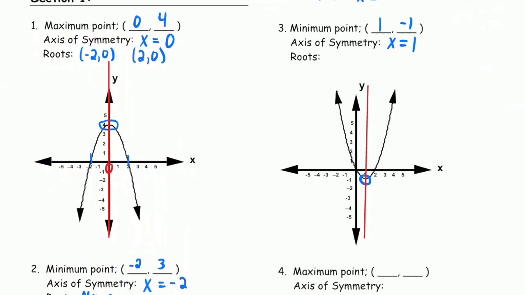And then we circle the 2 places where it crosses our x-axis. Right here at the origin, 0, 0 for our first one. And then right here at 2. So our second root will be 2, 0.